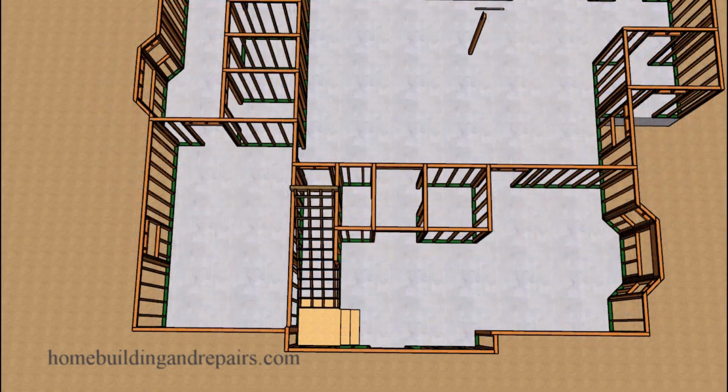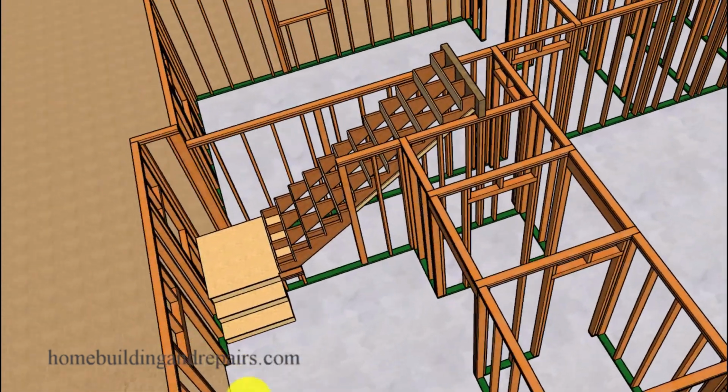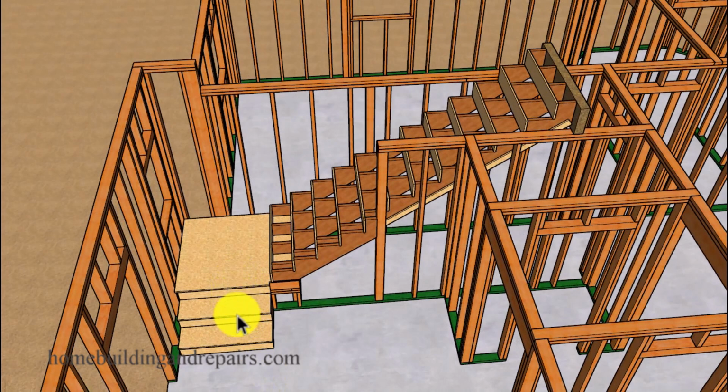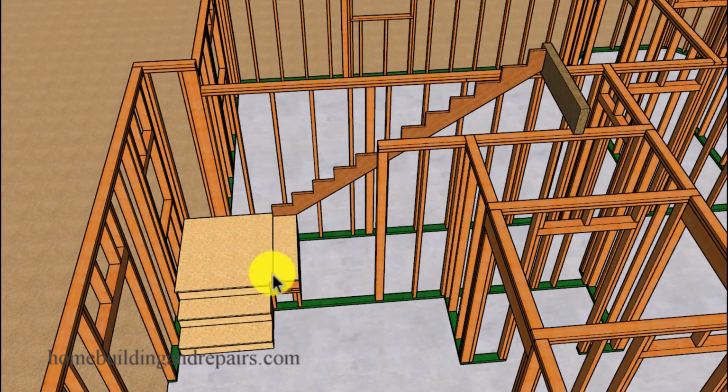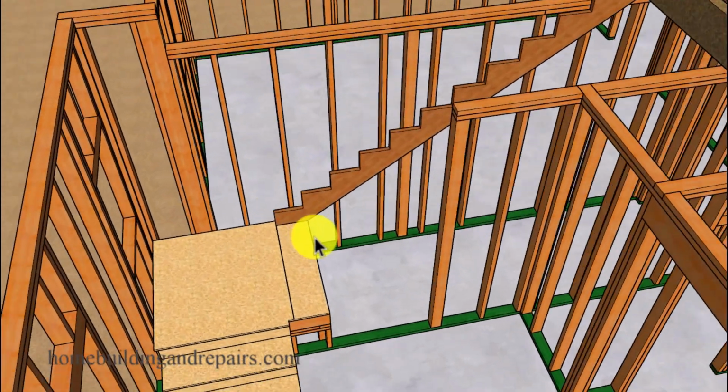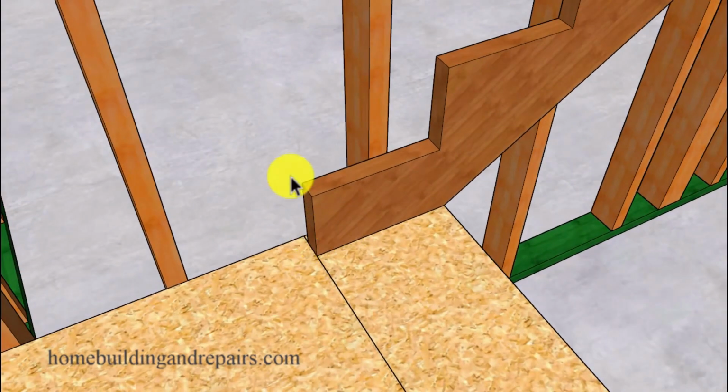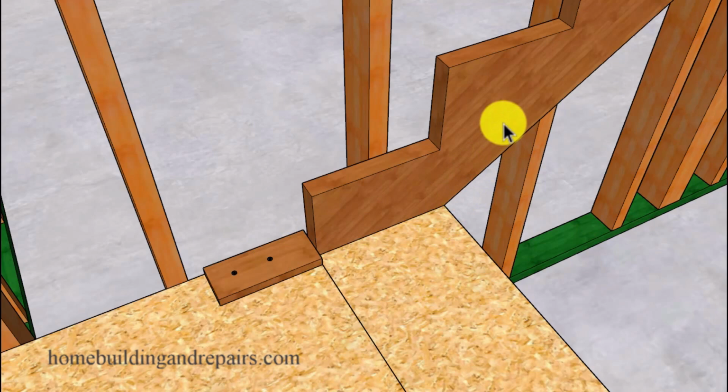And if you have a situation like this, you can build the landing and the steps below first, and then draw a line on the landing where you want the front of the stringer to line up with. And you could even install a block here if you need to prevent the stringer from sliding down while you're holding it up on the other side.